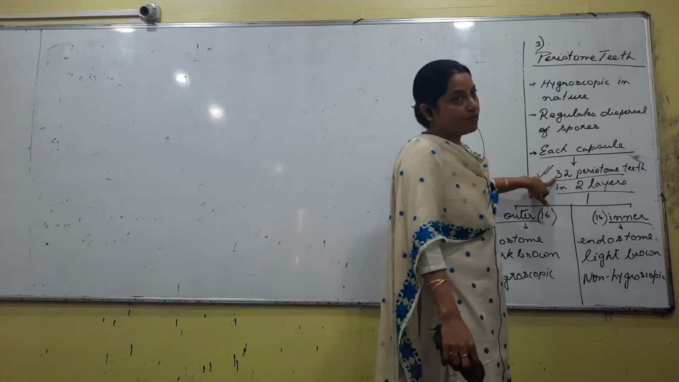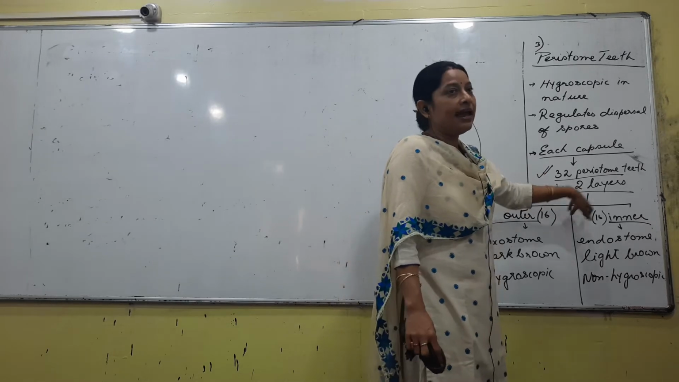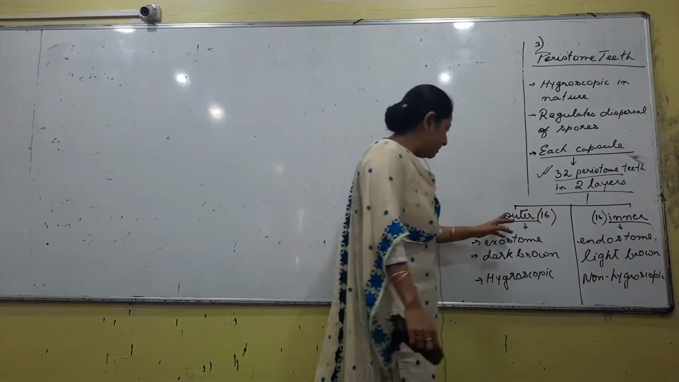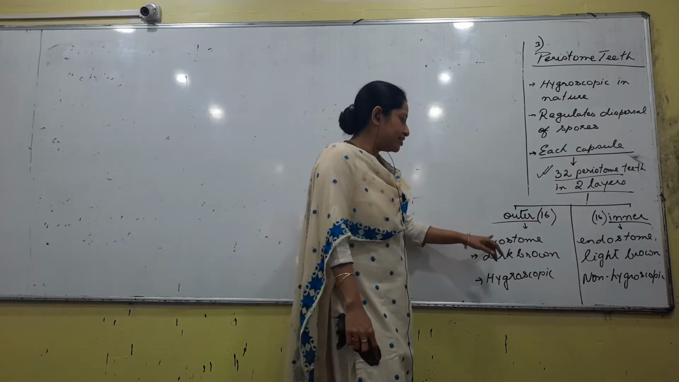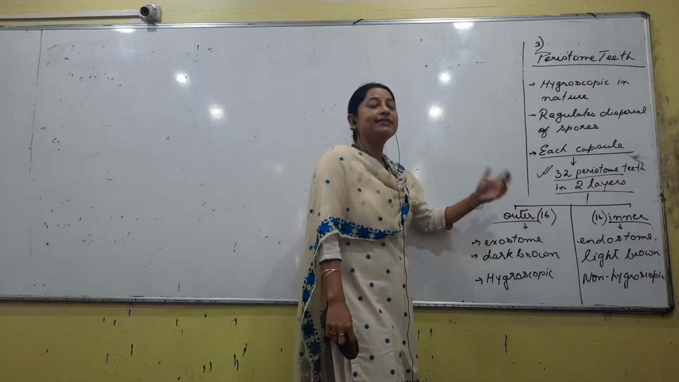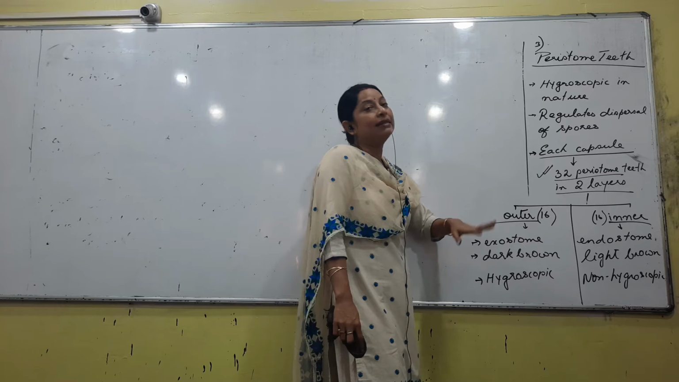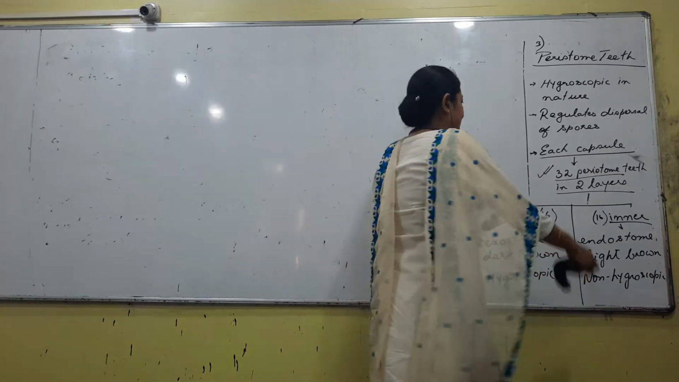A question is asked about the number of peristome teeth and how many rows or layers they are arranged in. Two layers, one above the other. And we don't need many details. The question has never been asked as to what is the name of the outer layer, what is the name of the inner layer, which one is hygroscopic, which one is not hygroscopic. We don't need that. We will be confined to this only. Right? 16 plus 16.